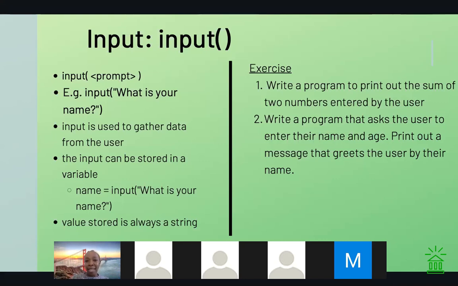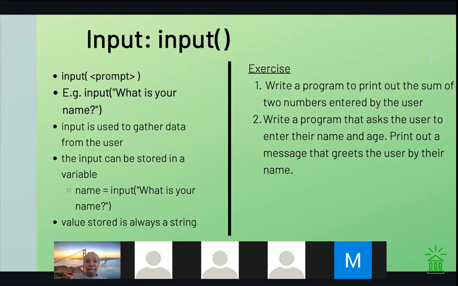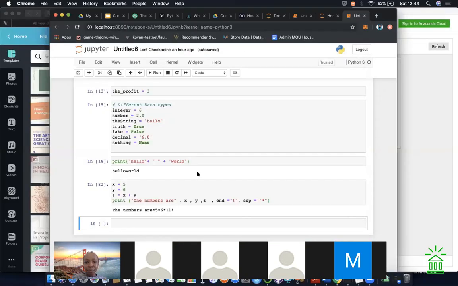So as you read the statement, always think, okay, how can I solve this problem? How can I break it down into smaller problems? The first problem is to ask the user to enter the numbers. So we're going to do that now in Python. We use a function called input, and input takes a prompt. Let's start with a simple one: what is your name?